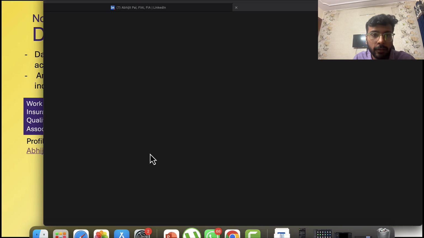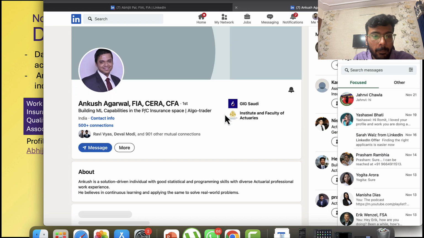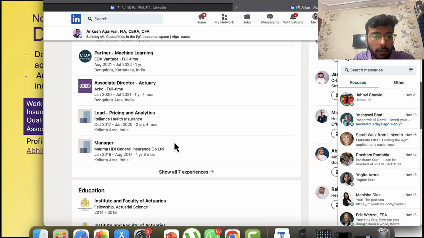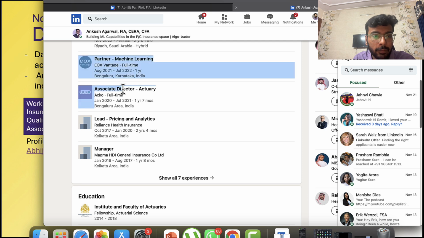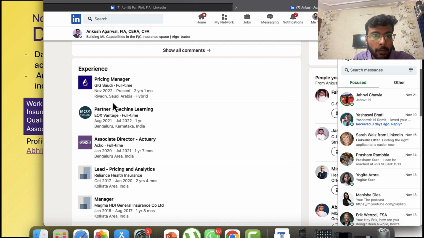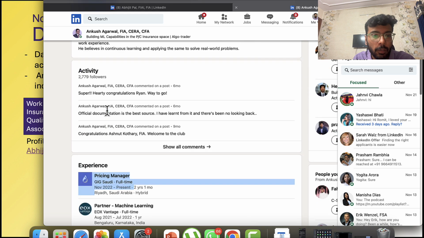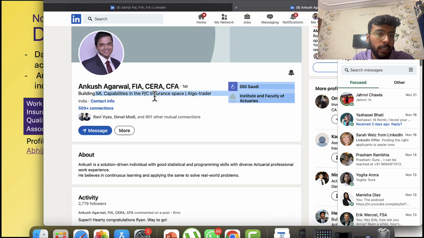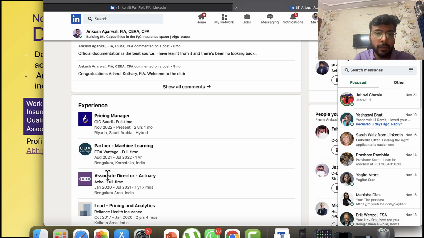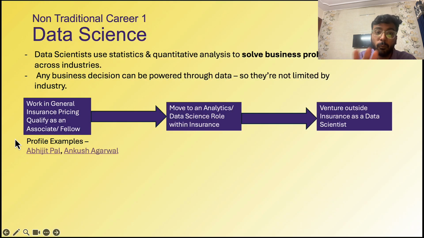Similarly, Ankush Agarwal has also done this. He used to work at ACO, was an associate director actuary at ACO, went to be a partner in machine learning. This is a core data science role, right? And now he's again back in an insurance actuarial role, but right now he's building ML capabilities in the P&C insurance space. So that's a very data science thing to do, right? Again, these people started in general insurance, moved to data science, right? So that's one way to go to data science if you qualify and then you want to go.